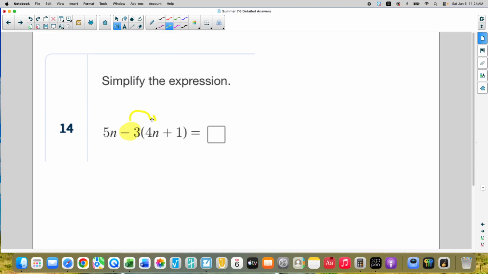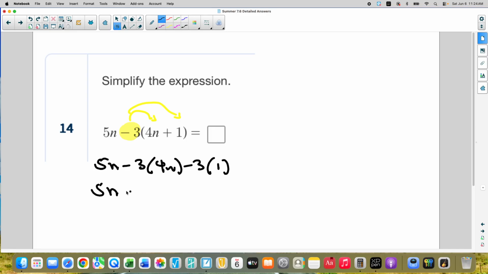So we'll distribute the negative 3 to both of those terms. We get 5n minus 3 times 4n, minus 3 times 1. That negative goes with the 3. I'm distributing that. I want to see it in both, and we're distributing it to both of these terms, 4n and positive 1. Now we'll simplify.